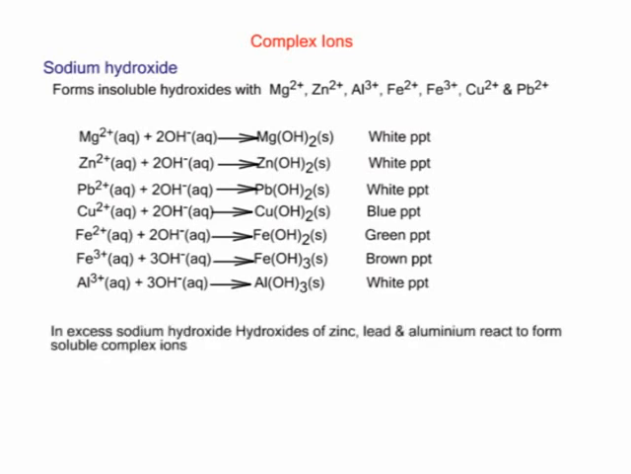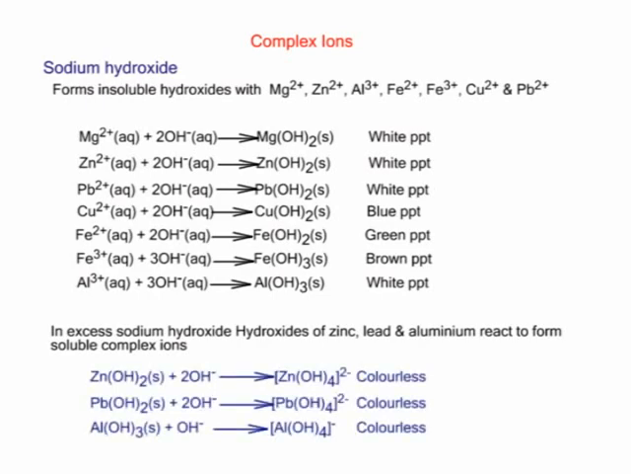When excess sodium hydroxide was added, the hydroxides of zinc, aluminium, and lead reacted with the excess sodium hydroxide to form soluble complex ions that were colorless, and that is why the precipitate disappeared, according to these equations. Potassium hydroxide may be used in place of sodium hydroxide and similar results will be obtained.